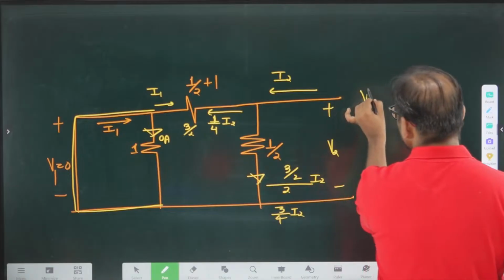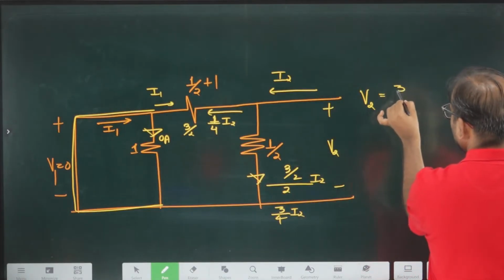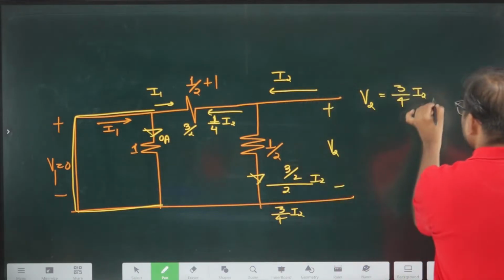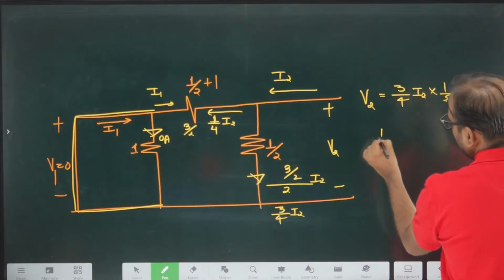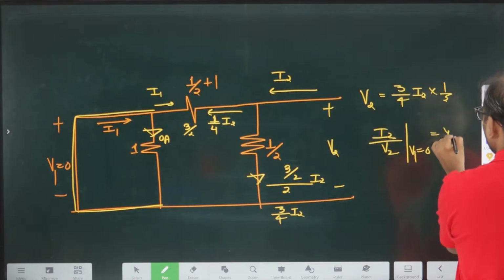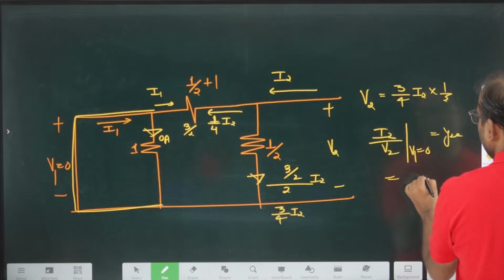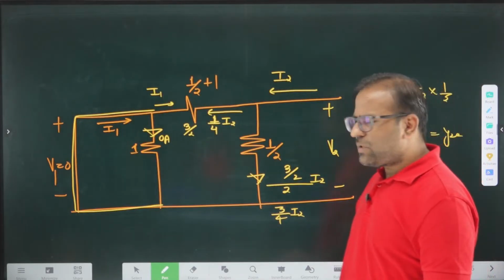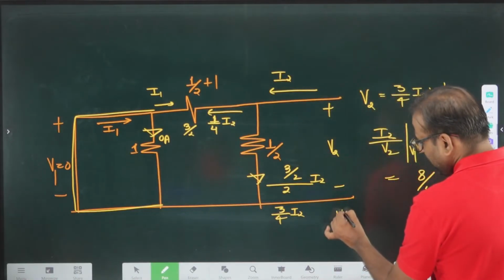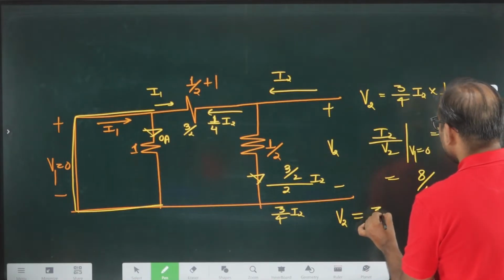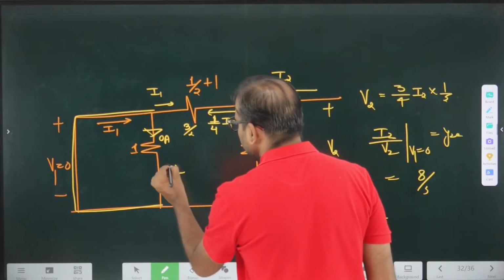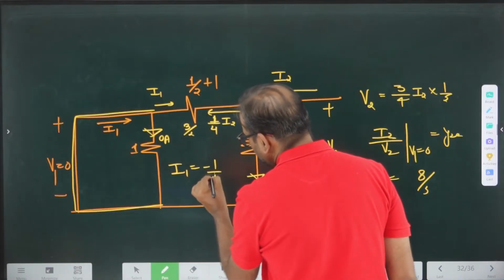The moment you write it, you can get the answer at the same time. So what is V2? V2 can be written as 3 by 4 times I2, which is the current in this branch, multiplied by half. So I2 divided by V2, that is the value of Y22, and this value is 8 divided by 3. And you can write it directly also. And what is the value of another quantity? You can say V2 is equivalent to 3/8 times I2. And what is the value of I2? If I apply KCL here, I1 is equivalent to -1/4 times I2.